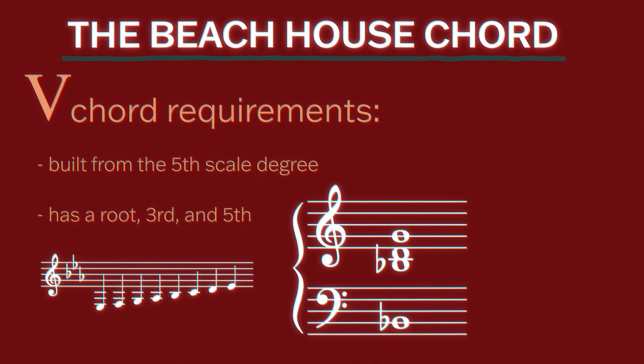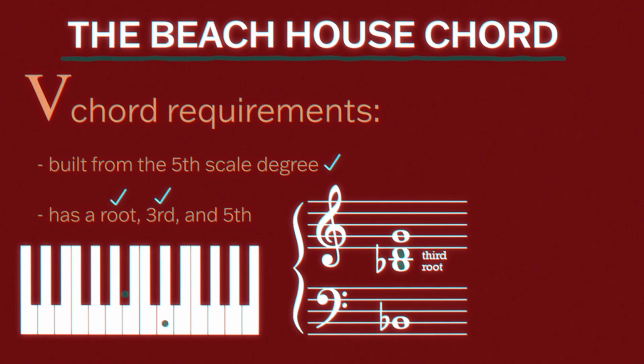So, since we're in E flat major in this example, we can see that the chord is built from the 5th scale degree, meaning that its root is B flat. It also has the major third, D, so we can check that off the 5 chord requirement list. But what it doesn't have is an F, which would be the 5th that would make this a pure dominant chord. Instead, it's a G.